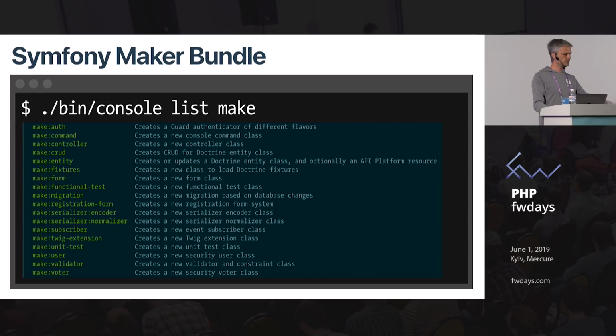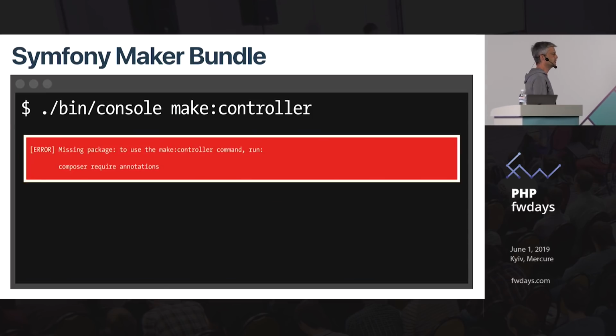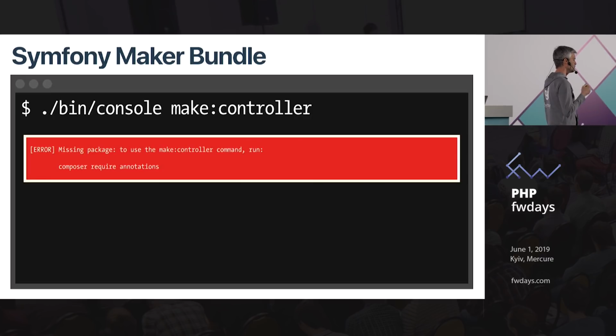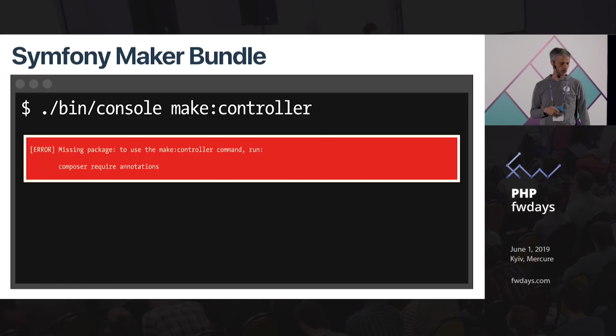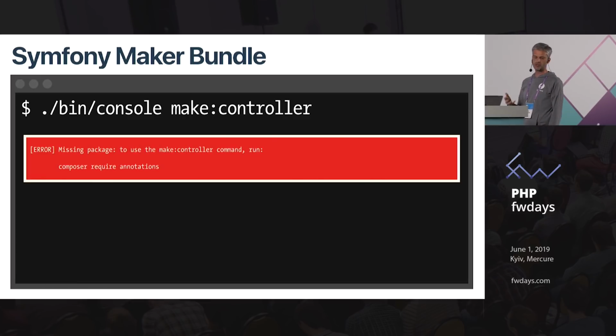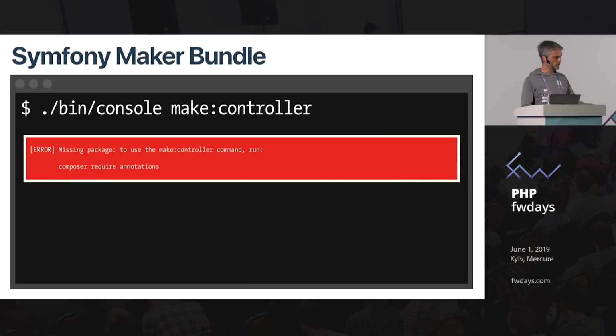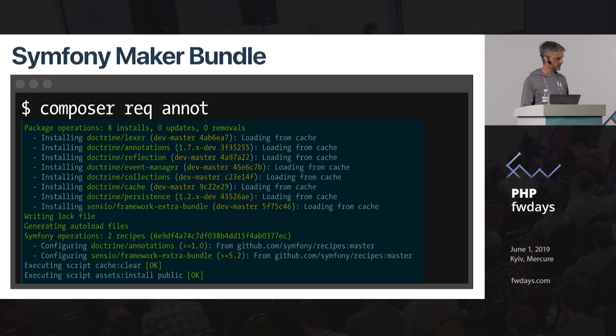Okay, so if you try to create a new controller, again, we have opinionated choices. So we think that it's better to use annotations in your controller so that all the configuration for the controller is in the same file. So we recommend you to actually require annotations, which is not there by default. And you have a great error message saying what you need to do. So we require the annotations. It's going to install a bunch of things and run some recipes to actually enable all the things. And then we can create a controller.